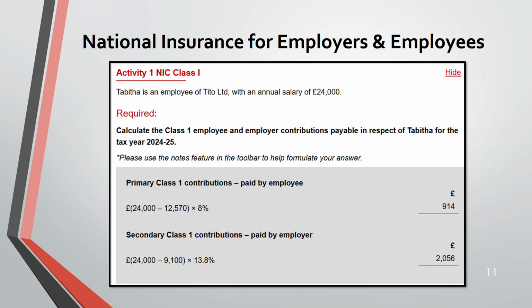Now, activity 1. Here you have to calculate both the class 1 employee and employer contributions on a 24,000 salary. First the employee: it's above the lower limit of 12,570, but not above the higher limit. So only 8% will apply, 2% will not. So it is 24,000 minus 12,570, times 8%. For the employer, 24,000 is more than 9,100, so 13.8% applies, and you get the answer. Remember, when calculating contributions, do not add the two. Always keep them separate, label them properly and keep them separate.